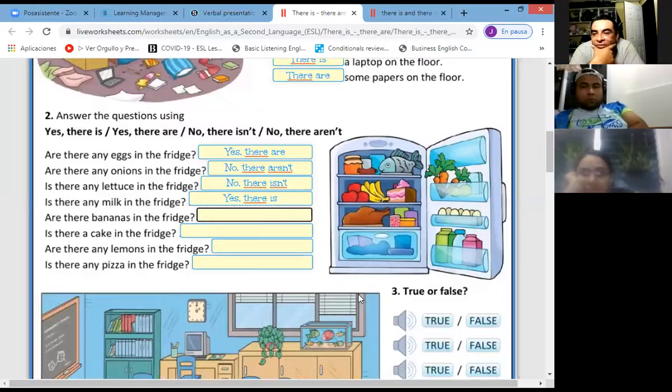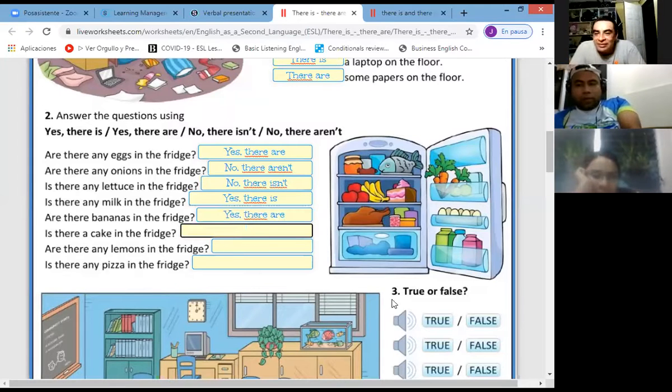Are there bananas in the fridge, Giovanni? Yes, there are. Okay. Andrea, is there a cake in the fridge? Yes, there is. Where's the cake? Okay. Yes, there is.